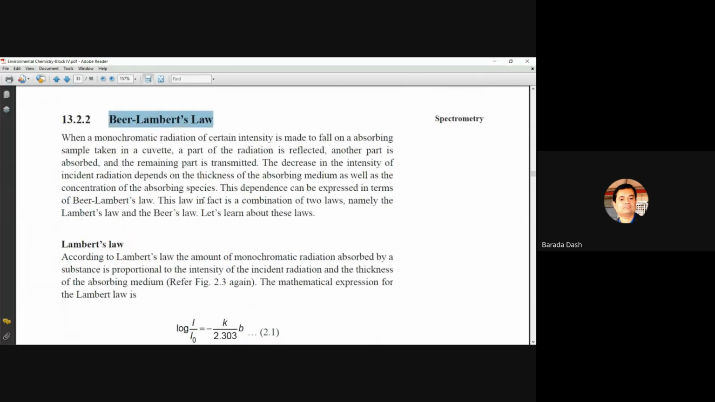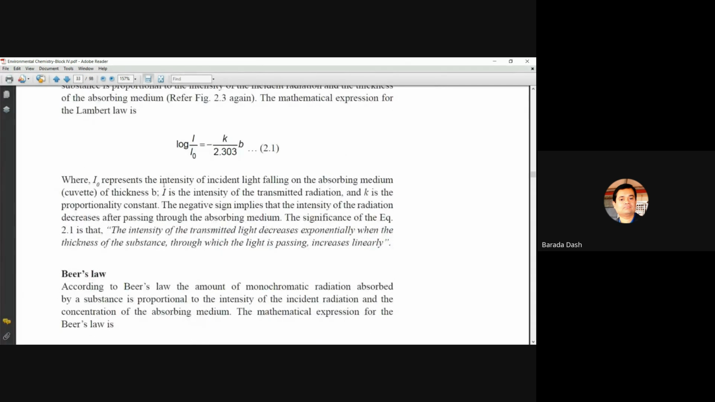Beer-Lambert's law, what is that? When a monochromatic radiation of certain intensity is made to fall on an absorbing sample taken in a cuvette, a part of the radiation is reflected, another part is absorbed, and the remaining part is transmitted. The decrease in the intensity of the incident radiation depends upon the thickness of the absorbing medium as well as the concentration of the absorbing species. This dependence can be expressed in terms of the Beer-Lambert law. This law combines two laws, Beer's law and Lambert's law. So you just go through them.